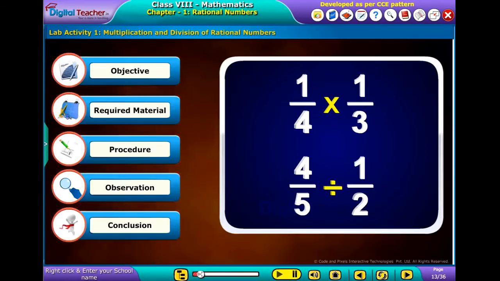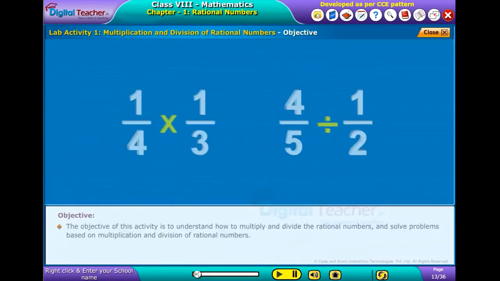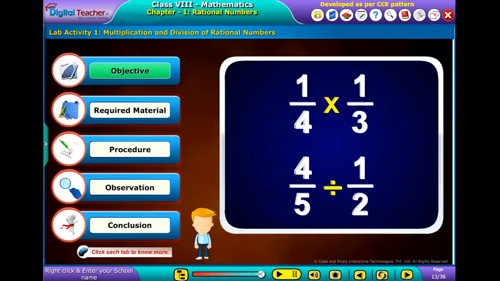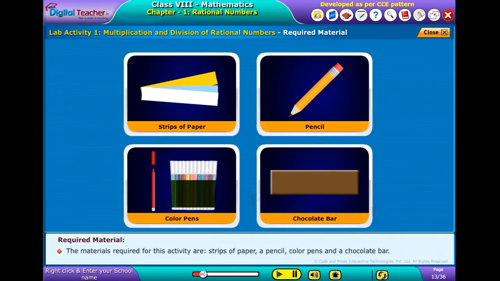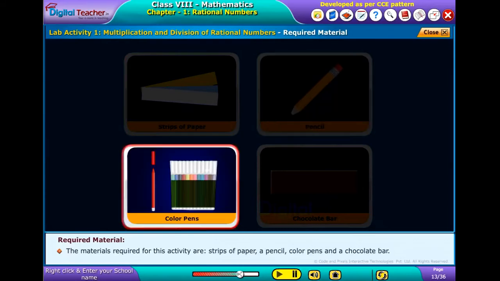Let us do a lab activity on multiplication and division of rational numbers. Click each tab to know more. The objective of this activity is to understand how to multiply and divide rational numbers and solve problems based on multiplication and division of rational numbers. The materials required for this activity are strips of paper, a pencil, color pens, and a chocolate bar.